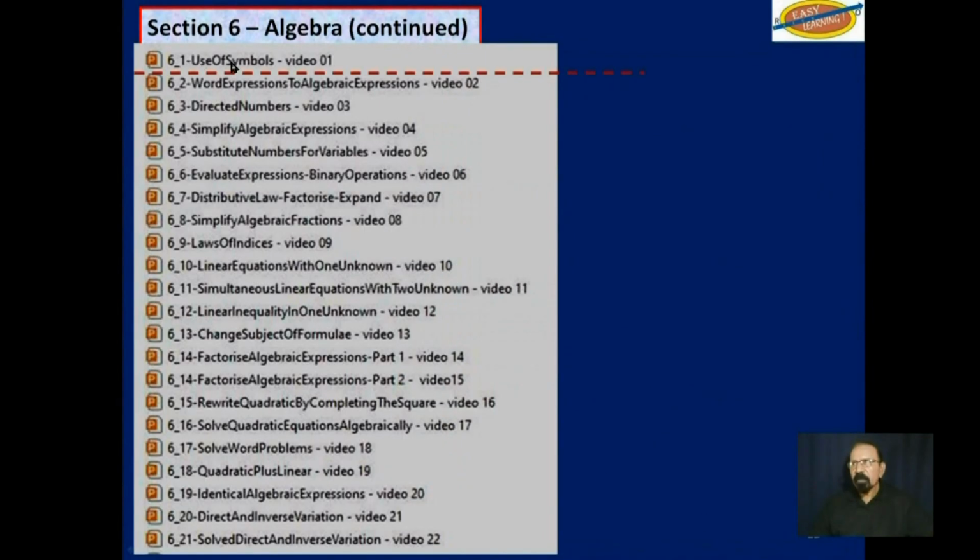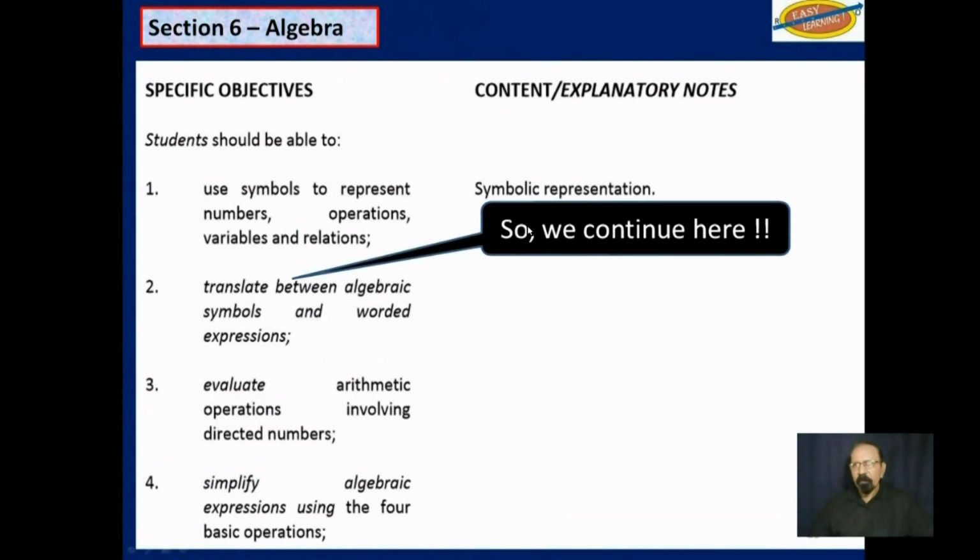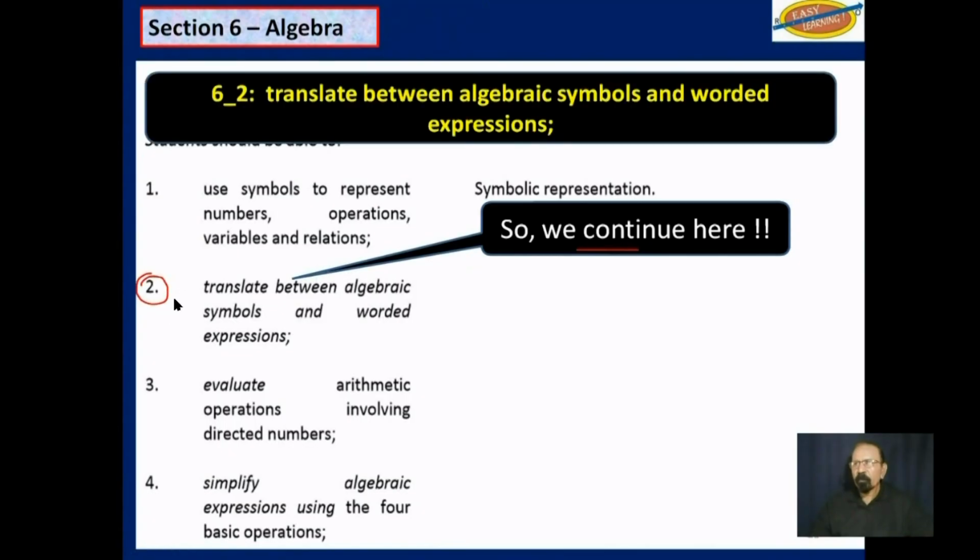We finished objective 1, use of symbols, and that video is published in its entirety on YouTube. We are now at objective 2, and when this video is finished, it will only be partially published. And then, of course, we have the others to do. So we continue here, objective 2.